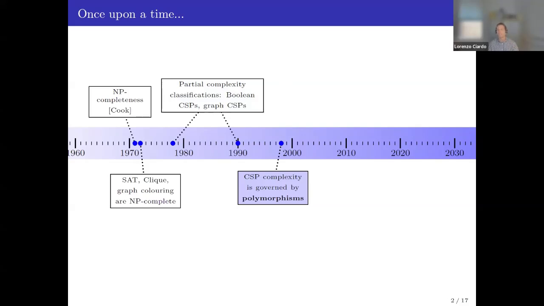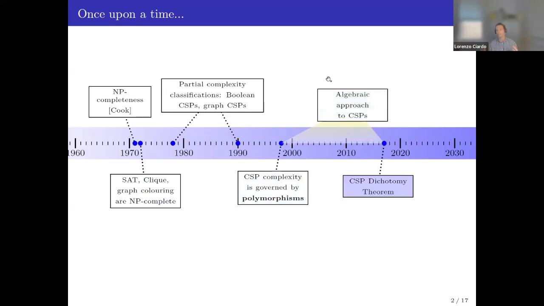Is it true that all CSPs exhibit this dichotomy? Well, until the end of the century, there were no tools to actually study this question at this level of generality. But the tools appeared at the end of the century, 1998, we can say. CSP complexity was found to be governed by some algebraic invariants of the problem that are called polymorphisms. I will later say a bit more about them. So this opened a new era in CSP theory, the algebraic theory of CSPs, that eventually culminated in the proof by Bulatov and Zhuk of the CSP dichotomy theorem.